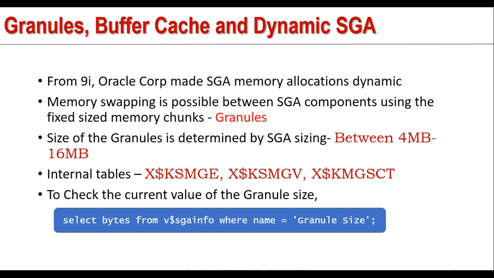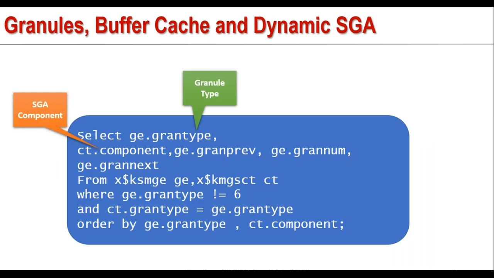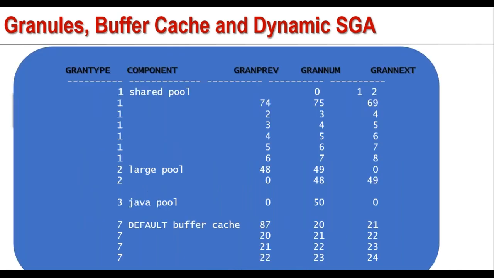But in general, the granule is going to be available to you for every component within the particular system. So this query is going to show you which component you have and what granule type is there. We will also see, by this query, the granules available to that component, that means the link of the granules available to that particular component.